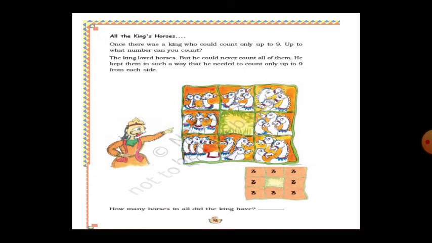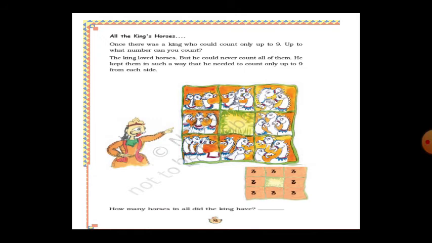Here in the first box, how many horses are there? See, 1, 2, 3. There are 3 horses. In the second box also 3 horses. Totally he cannot count because he can count only up to 9. So for that purpose, what did he do? He kept 3 horses in each box. He made 9 boxes. Third box also 3 horses, fourth also 3 horses, and the fifth is empty. Sixth box, 3, 7, 8, 9. All the boxes have 3 horses.